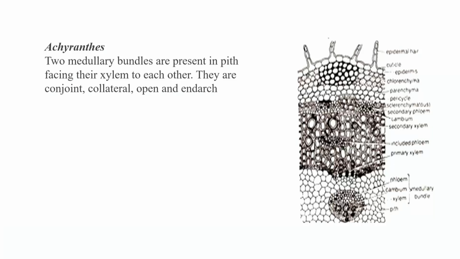Similarly, in Achyranthes also, you will see two medullary vascular bundles in the center. In this case you will not find a lot of vascular bundles, only two. So this is important: in Achyranthes you will find two medullary vascular bundles. It also has all the different layers. Outer normal vascular bundles will give rise to secondary tissues.